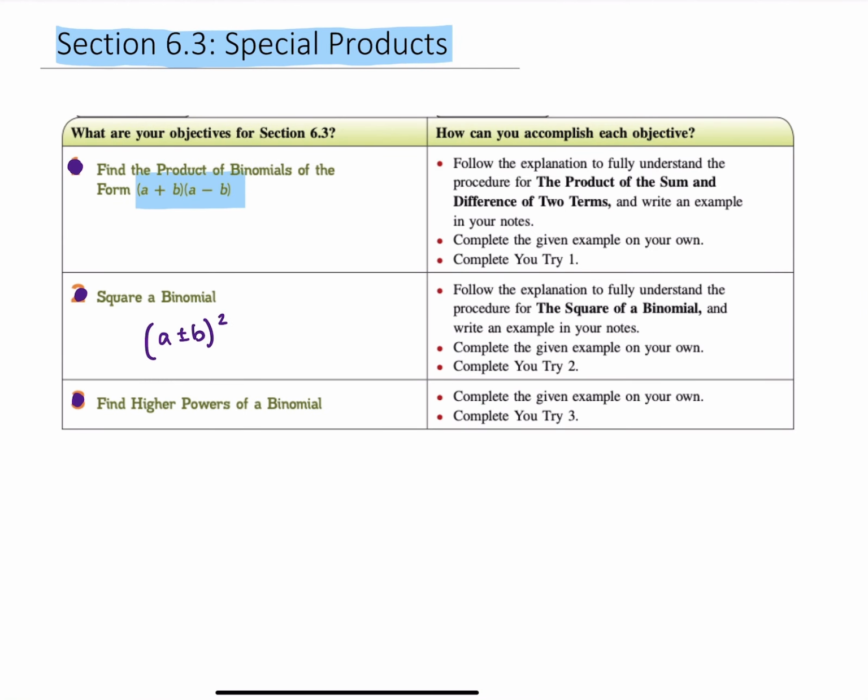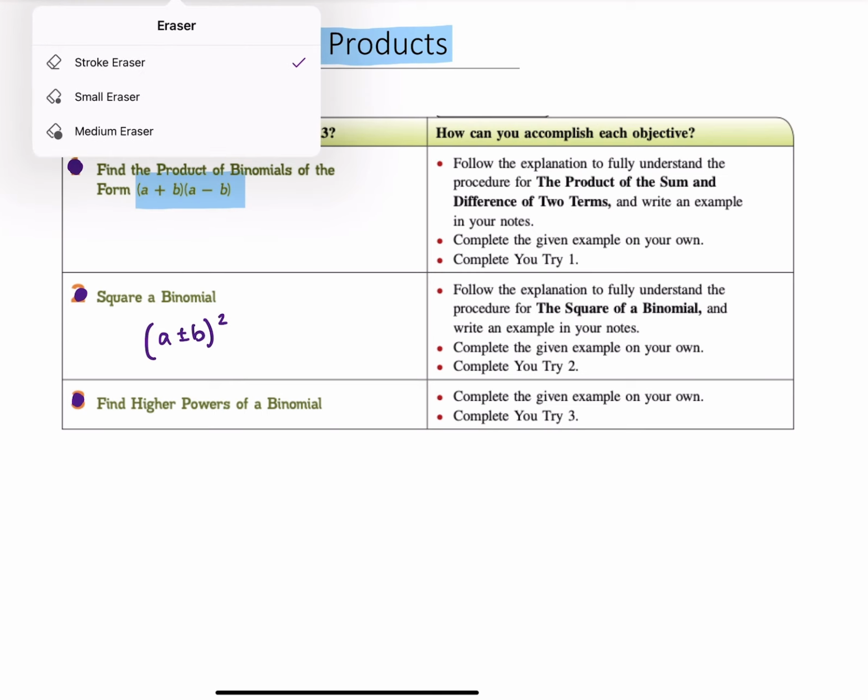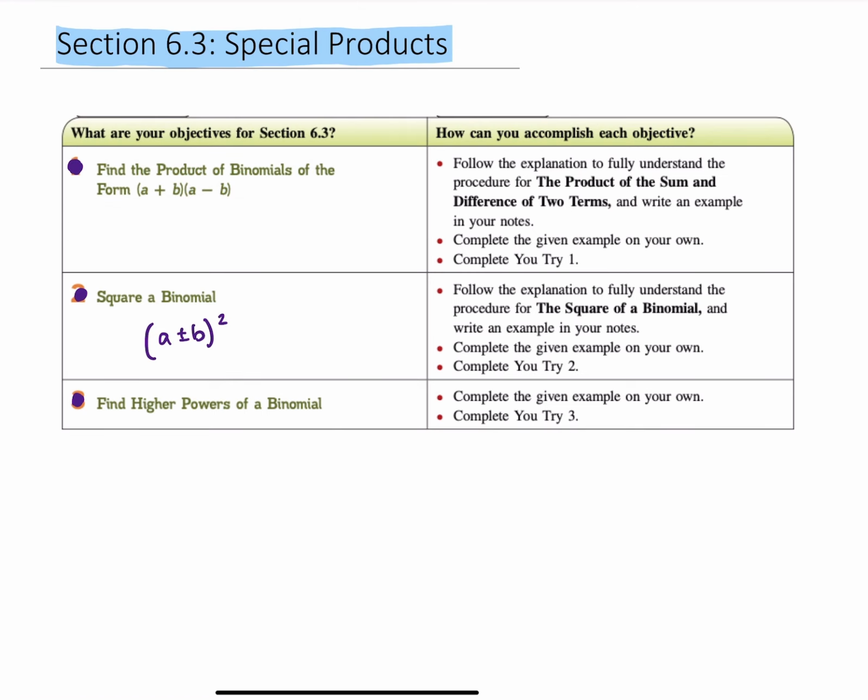Okay, so we covered finding the product of something like a plus b times a minus b. So we saw that gave us a squared minus b squared, this difference of squares. We saw squaring a binomial a plus or minus b squared. That gave us a squared plus or minus 2ab plus b squared. And if this was a minus, we had a minus here. If it's a plus, we had a plus. And then we just saw finding higher powers by splitting it up into smaller components.